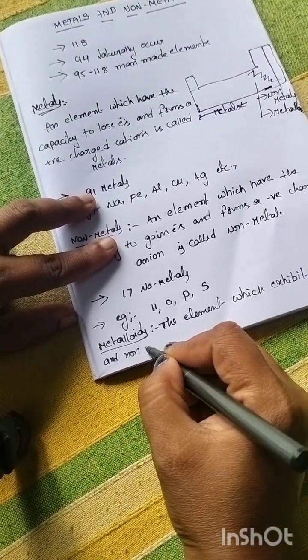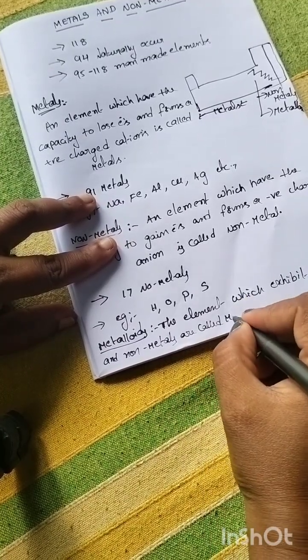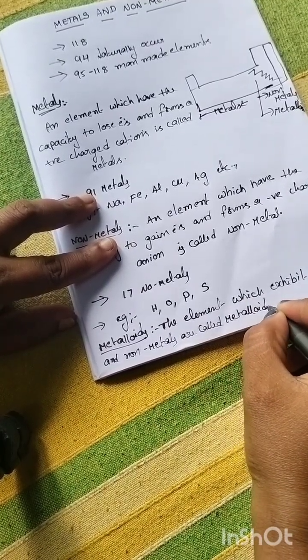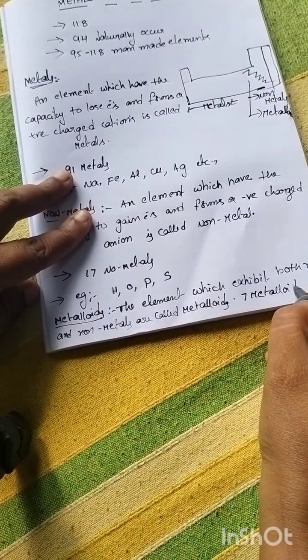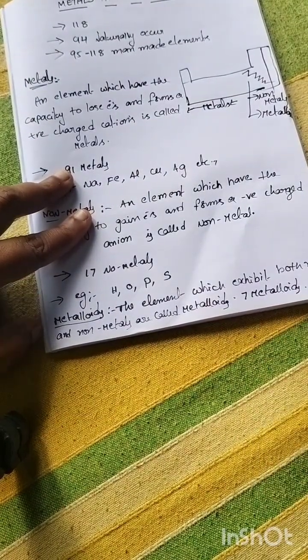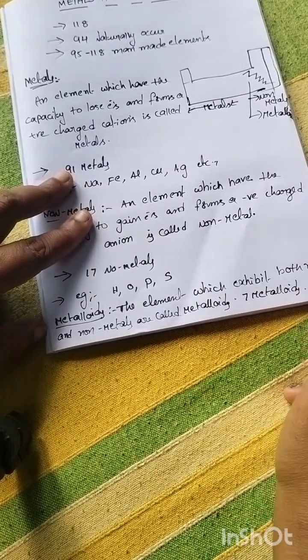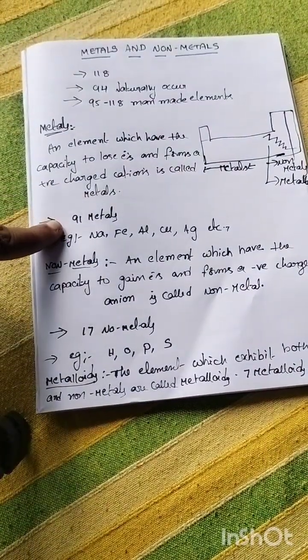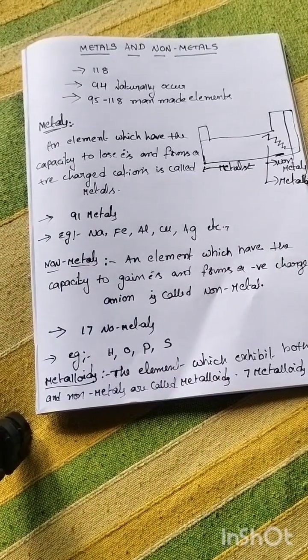Those elements are called metalloids. We only have 7 metalloids among those 118 elements. So guys, this is just the introduction and definition part of metals, non-metals and metalloids. Now in this class I will only tell you about metals and non-metals. This is about the definition part.